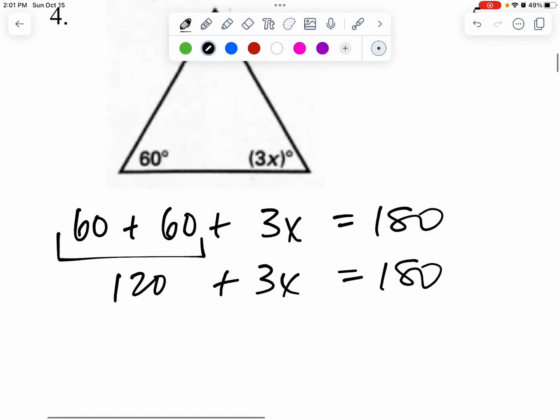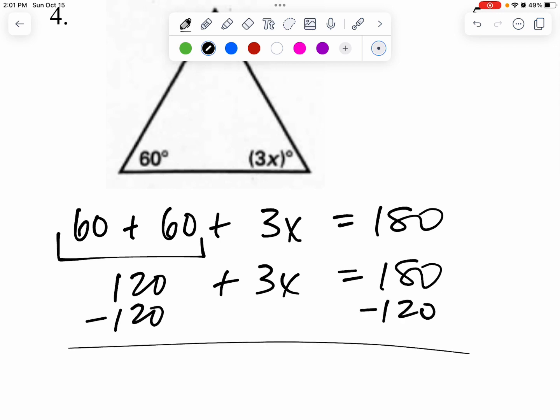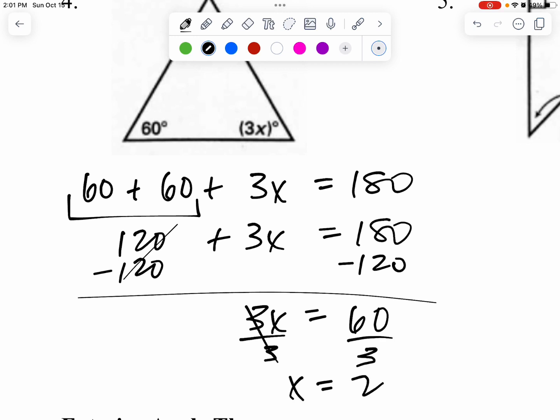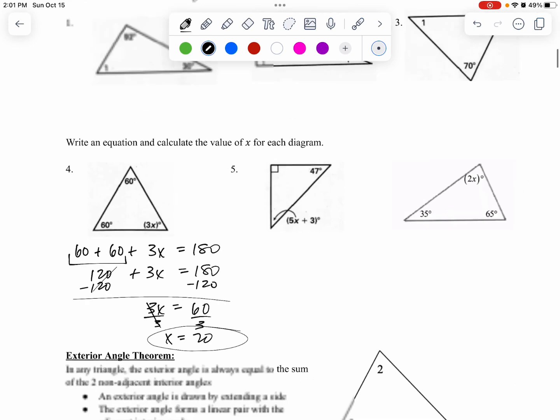And it's just a little bit of a more difficult equation that I need to solve. I'm going to subtract 120 from both sides. Yes, this is the work that I want you to show while you're solving these problems. 180 minus 120 is 60. Now I'm going to divide 3 on both sides. And I got x equals 20 degrees. Boom. Okay. Let me try the second one.